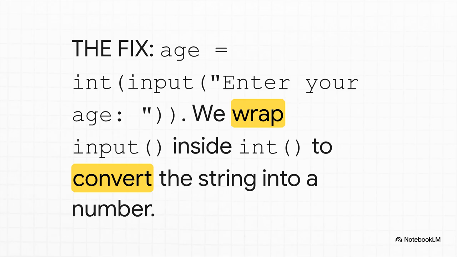So the fix is to wrap our input function right inside the int function, just like you see here. What happens now is that the input function first grabs your input, say 25, as a string. Then the int function immediately translates it into the number 25. And just like that, problem solved. Now our code can do math.